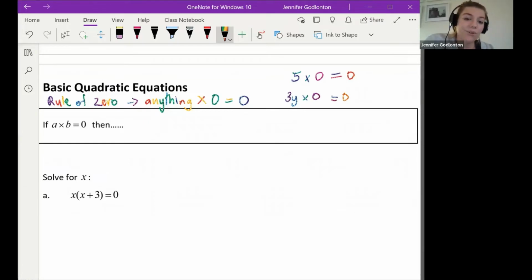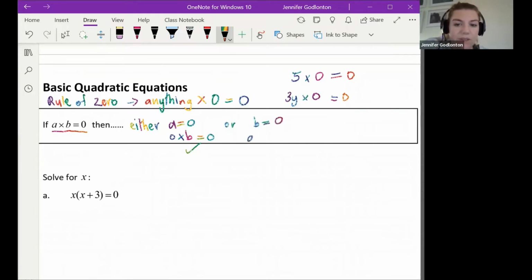So, using that logic, if I have a times b is equal to 0, I know that if I'm multiplying two things together, then my answer has to become 0, which means either a is equal to 0, because then it would be 0 times b, which is equal to 0, or b is equal to 0, because then a times 0 is equal to 0. And we use this basic rule of 0 whenever we do a quadratic equation.